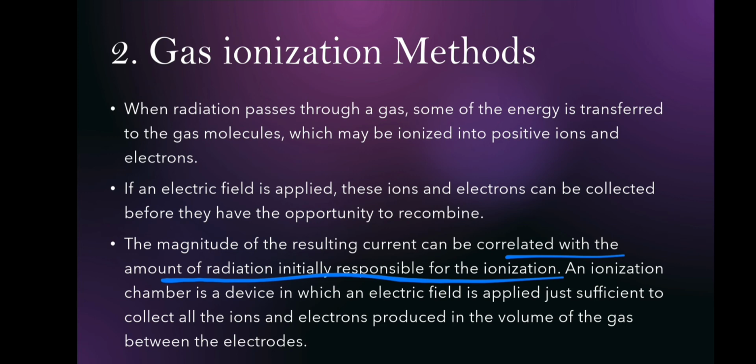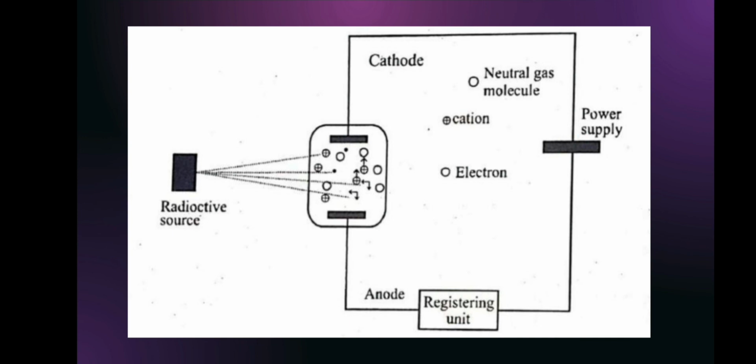Now, an ionization chamber is a device in which an electric field is applied just sufficient to collect all the ions and electrons. So what happens? This chamber will collect the positive particles here at the cathode and the negative particles here at the anode.